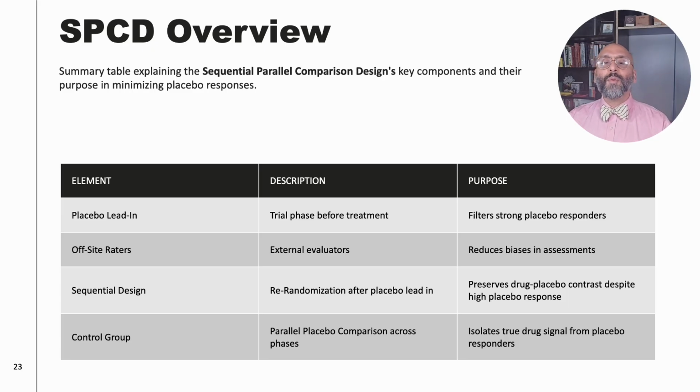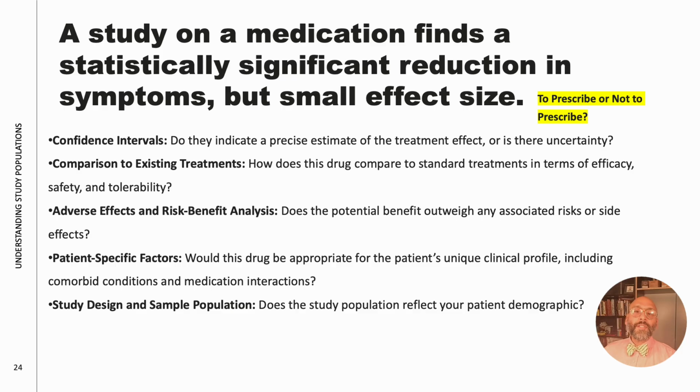So this is why we cannot read psych trials the same way you would read a cardiology trial. The mind is never neutral to the measurement instrument. All right, so this is the moment where statistics stop being academic and start becoming more clinically applicable. Imagine a study shows a statistically significant reduction in symptoms, but the effect size is small. That does not automatically mean the drug is useless, and it does not automatically mean you should prescribe it.